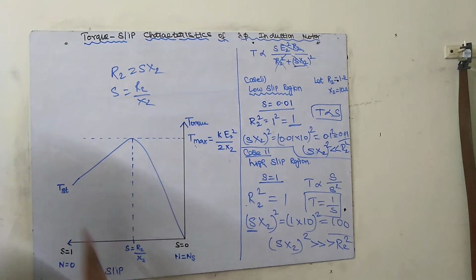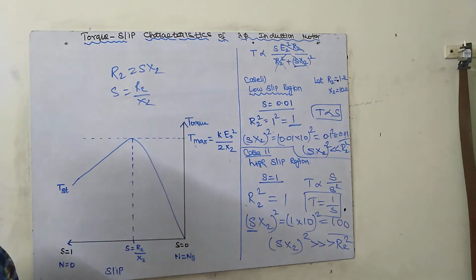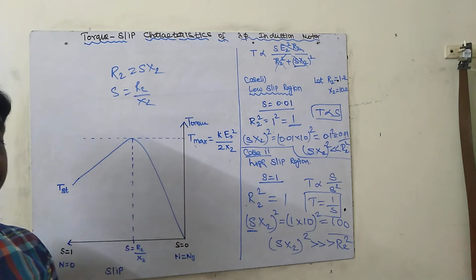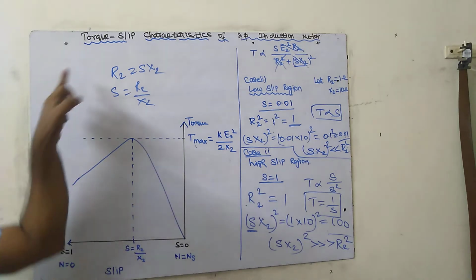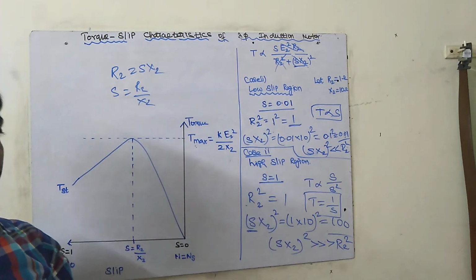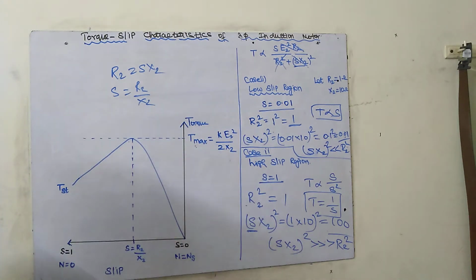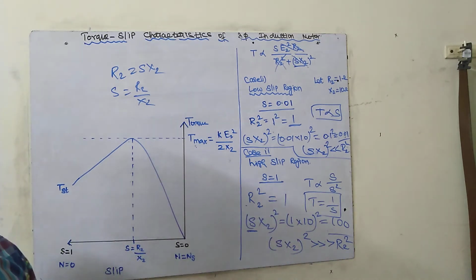So this is the torque slip characteristics of a 3-phase induction motor. Same thing if it is a slip ring induction motor. Let us consider the slip ring induction motor. In a slip ring induction motor, I can increase the resistance. Suppose I increase the resistance, what is the effect? That is the effect of rotor resistance on the torque slip characteristics, only in the slip ring induction motor. What will happen when I add rotor resistance?